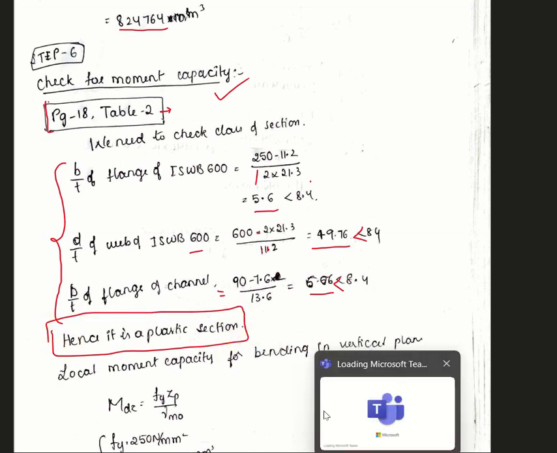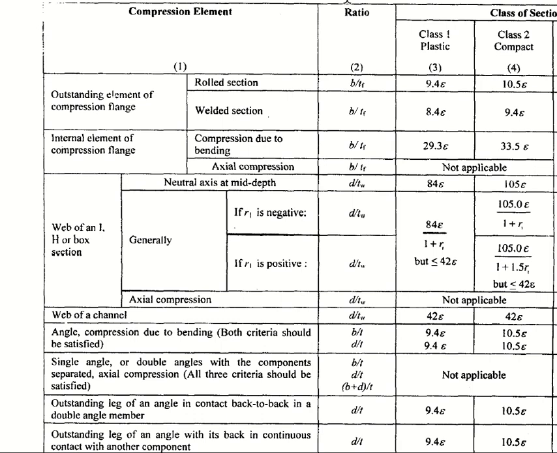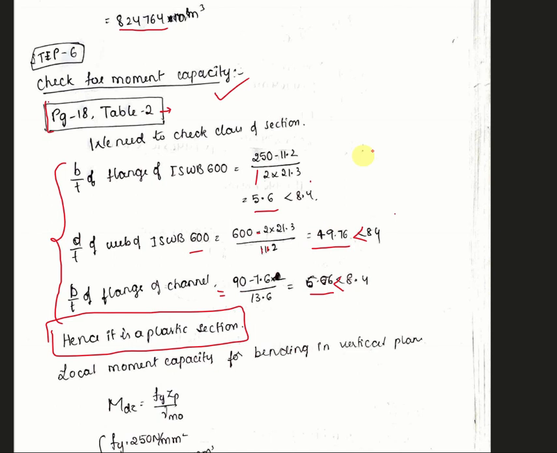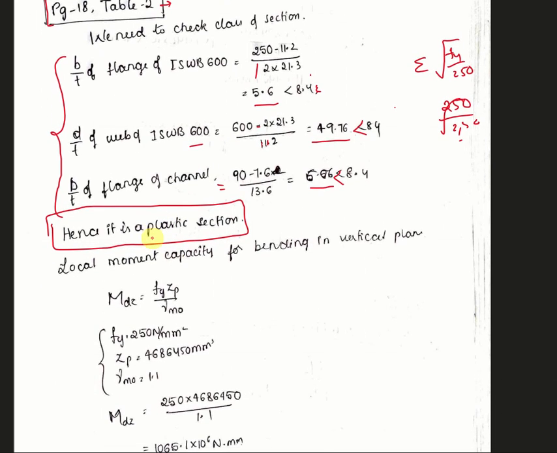I will show you. Here you can see, as mentioned, Table number 2, a plastic section. For a welded section, if it is less than 8.4 times epsilon. Epsilon is generally root of Fy by 250. So Fy we have taken for 250 grade, 250 by 250 will be 1, so we have not included that. So this comes under the plastic category.